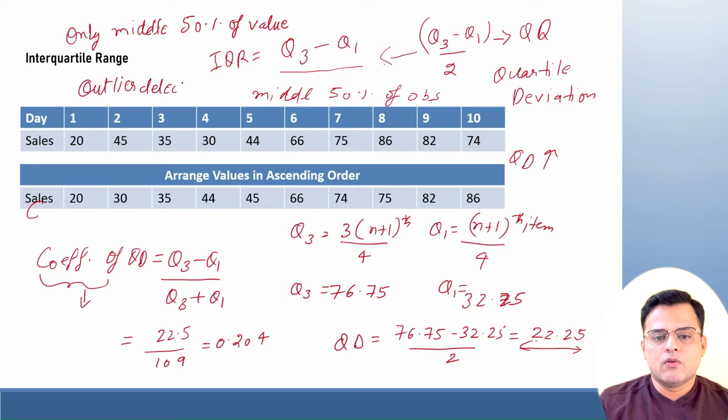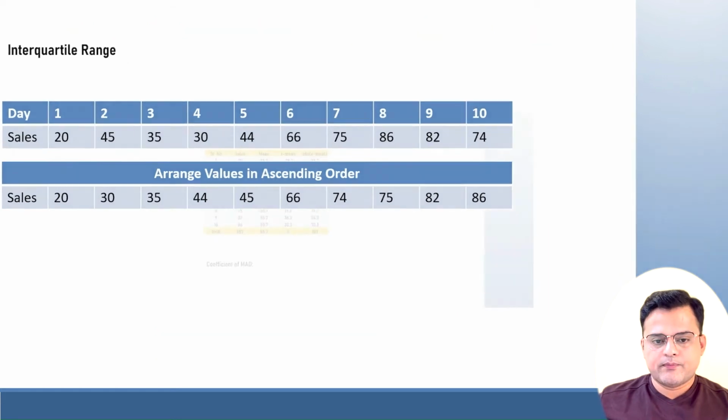So we want to use IQR only for outlier detection, and that's why IQR is also not a very great metric to measure the dispersion of the data. And hence we have some more metrics like mean absolute deviation and standard deviation.